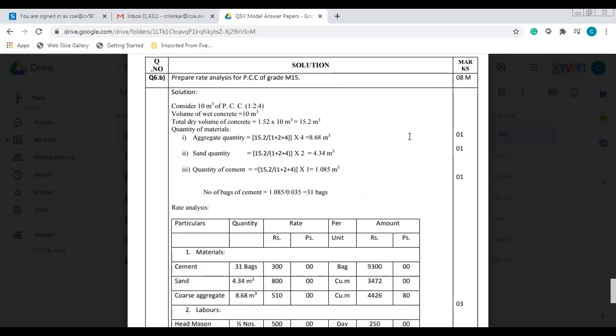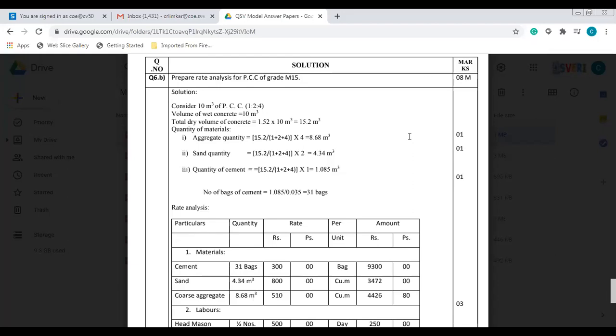Everybody, please keep a notebook and pen with you so that you can note down the problem, and at the same time I will discuss it. Please keep notebook, pen, and calculator with you so that I can give you some highlights on how to calculate and solve these problems which are associated with rate analysis.